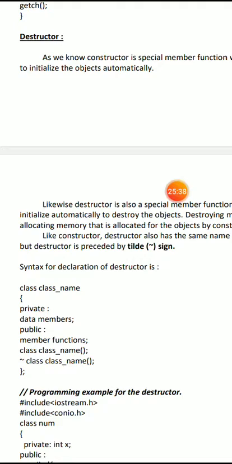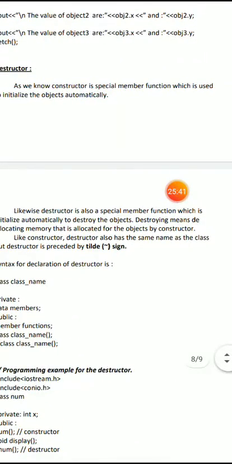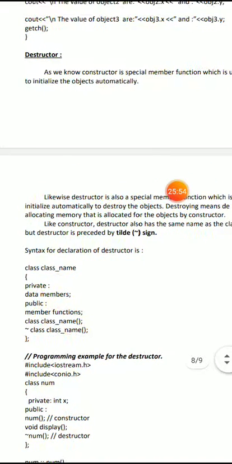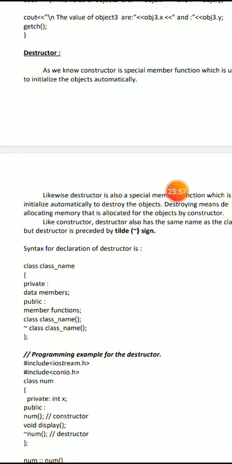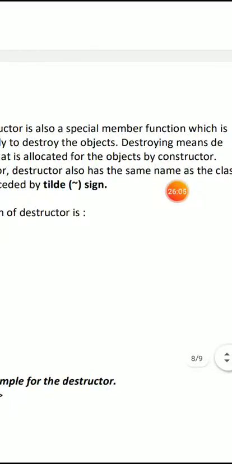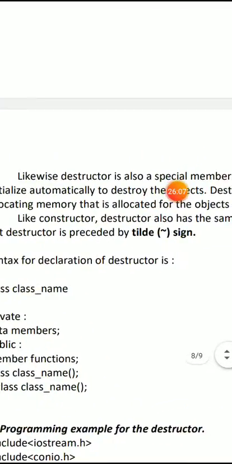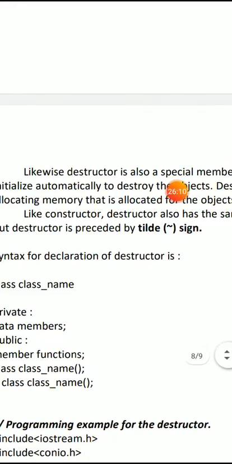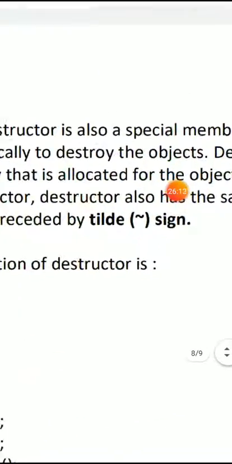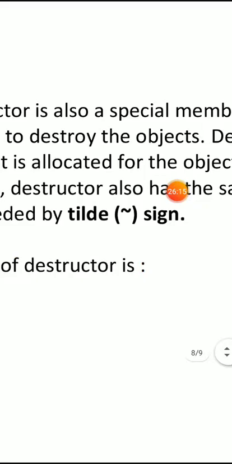The destructor is also a special member function which is invoked automatically in order to destroy the objects. Destroying an object is nothing but deallocating the memory space that is allocated for the creation of the object. Like the constructor, the destructor also has the same name as the name of the class in which it is declared or defined, but the destructor name is preceded by a sign called the tilde sign.